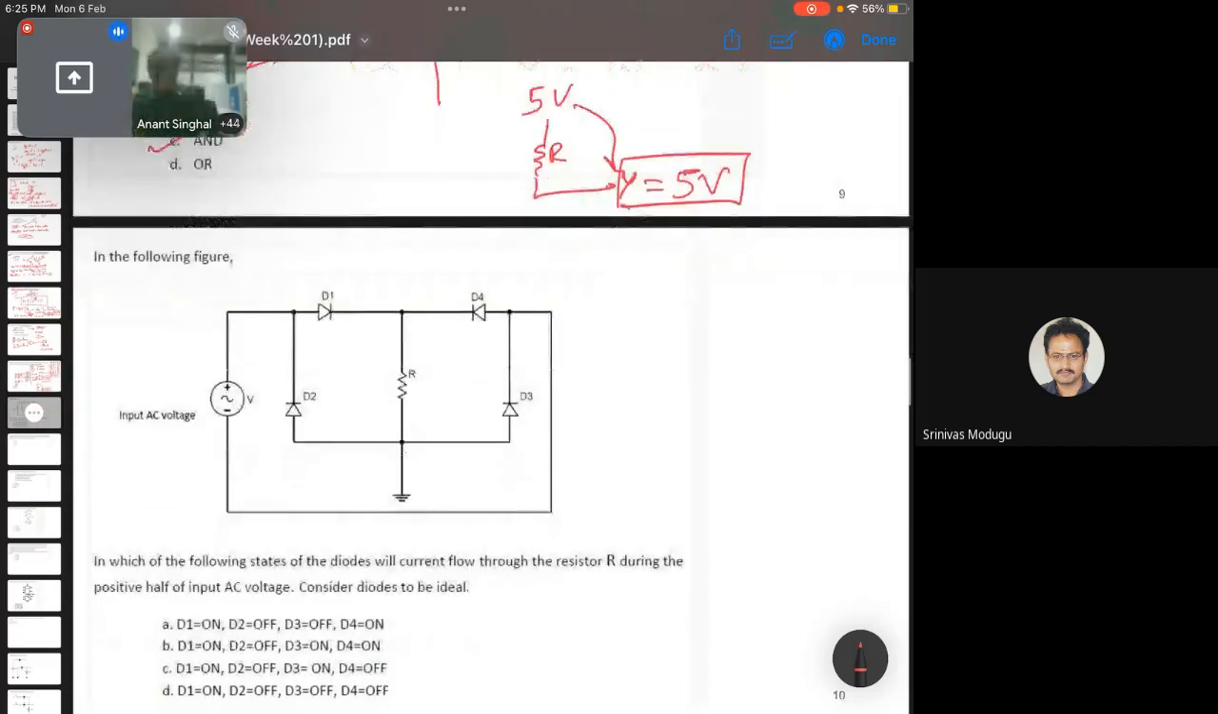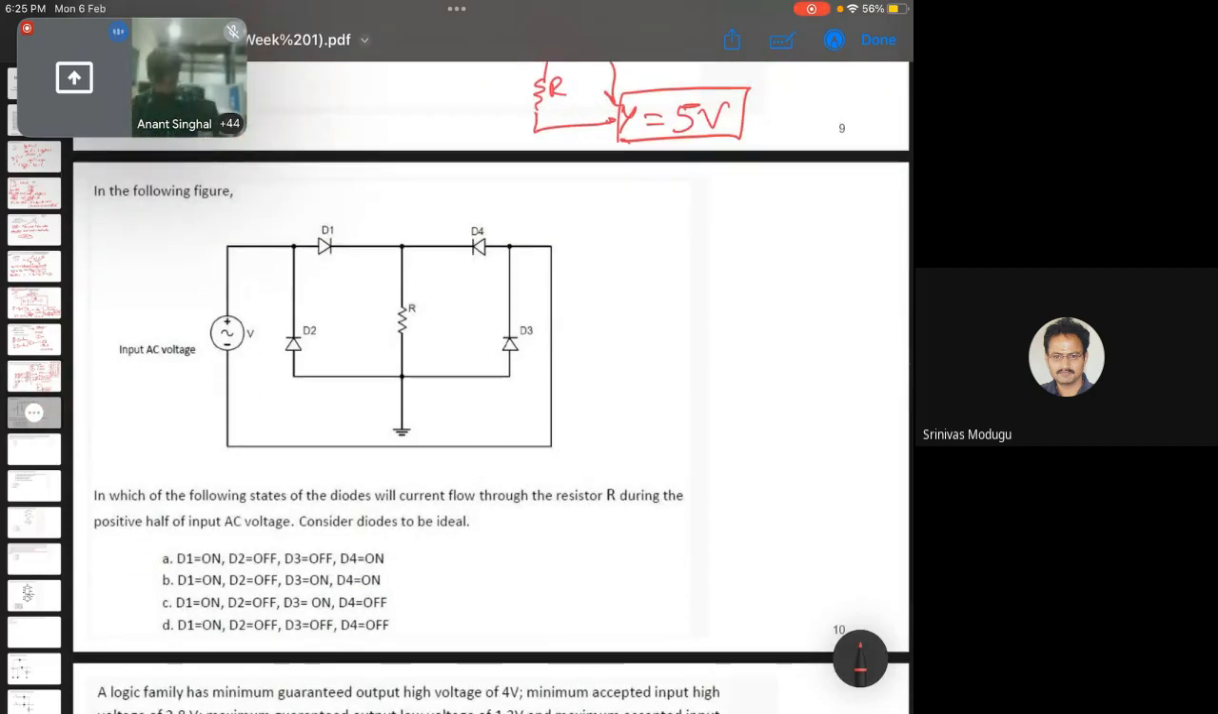So this is again a diode question. In this circuit, you can see there are four diodes named D1, D2, D3, and D4, and it has been asked in which state will the current flow through this resistor R. So we can see the only closed path that we can have so that the current can flow through this resistor R is this. It will look something like this.